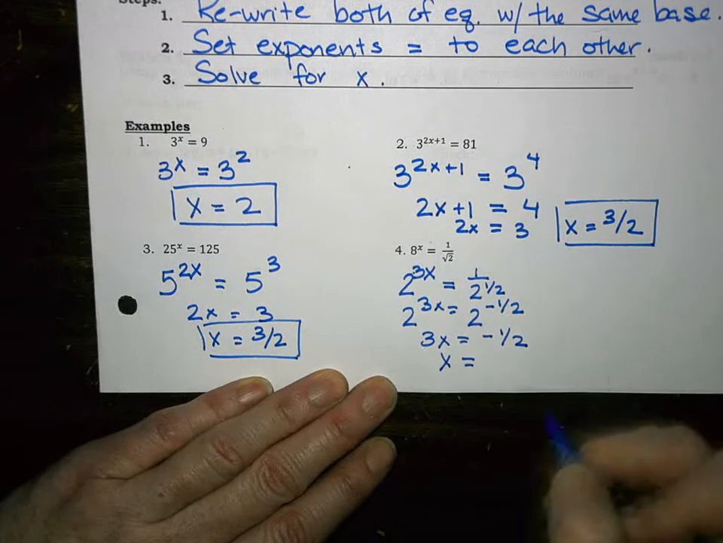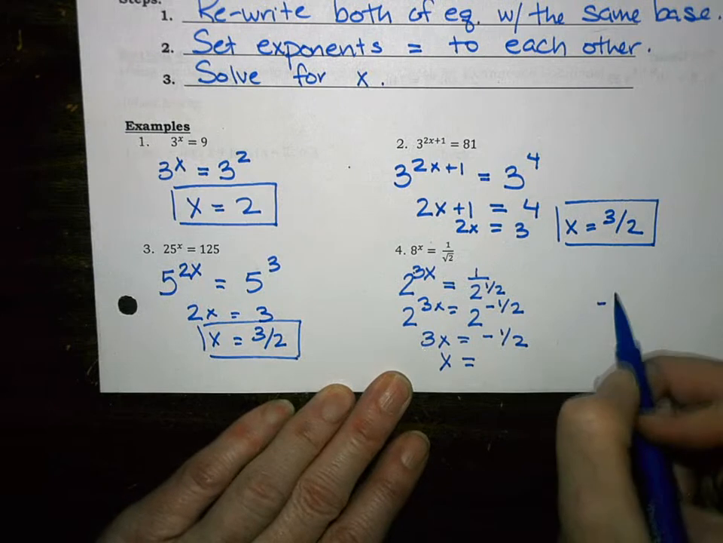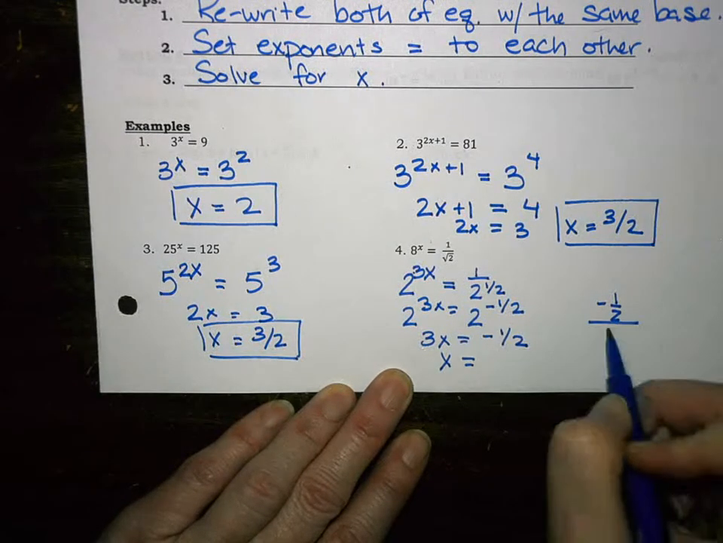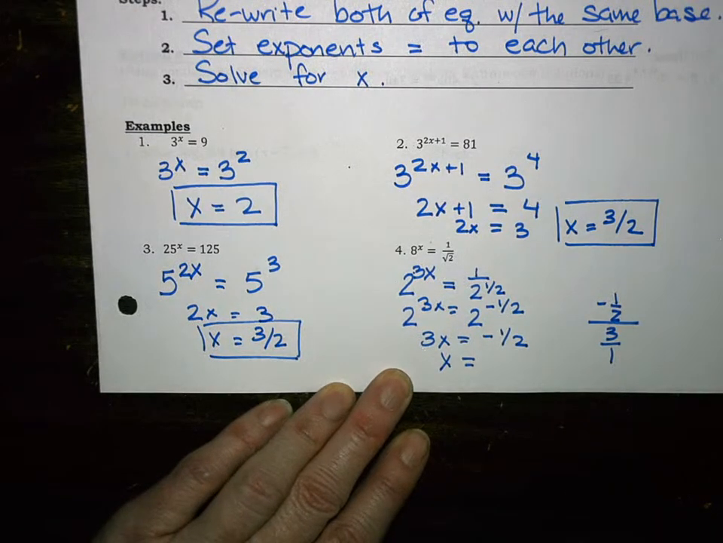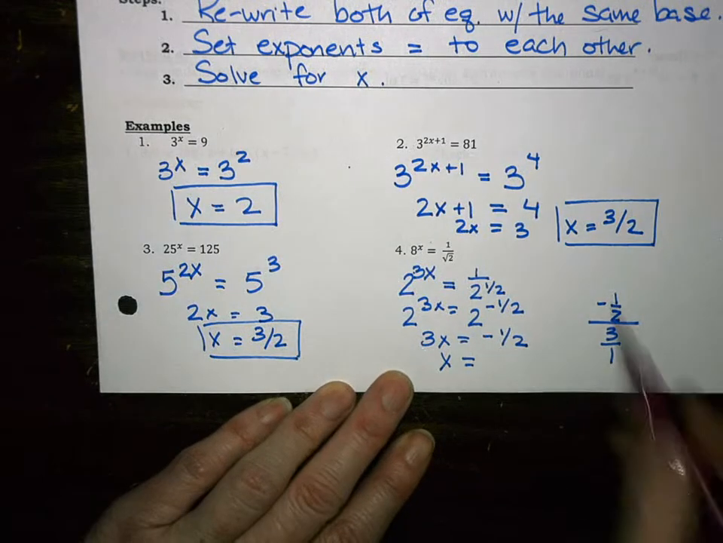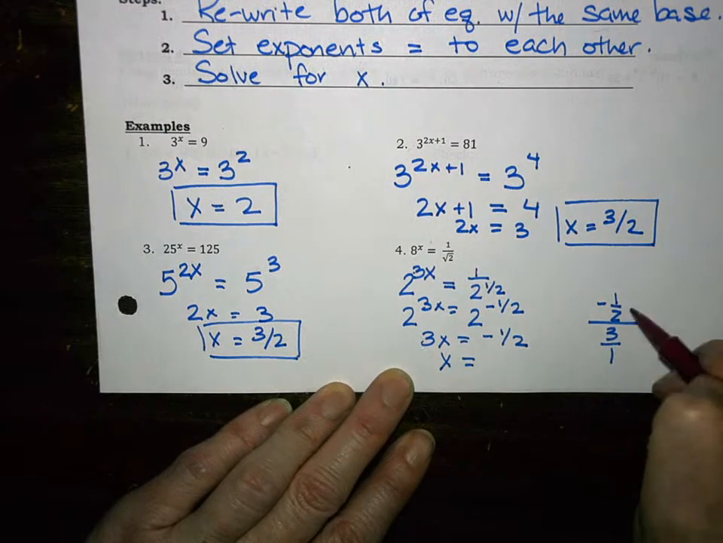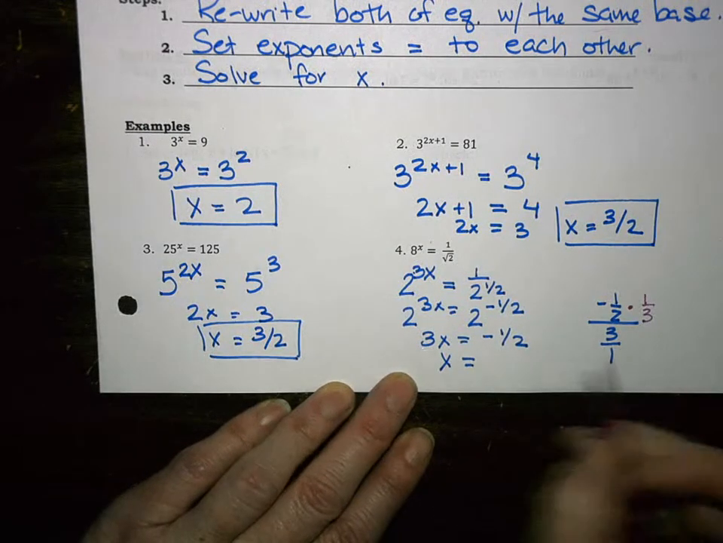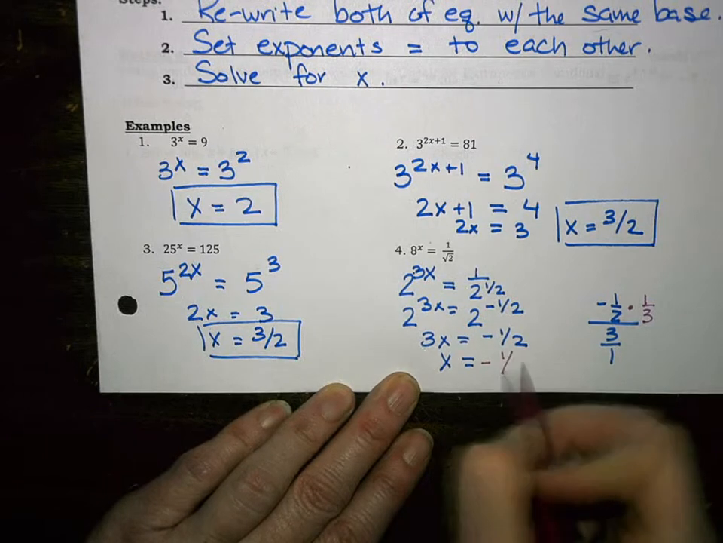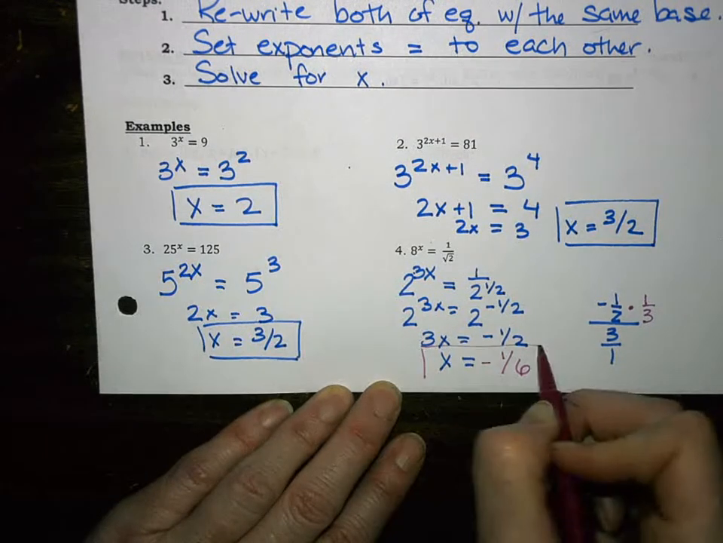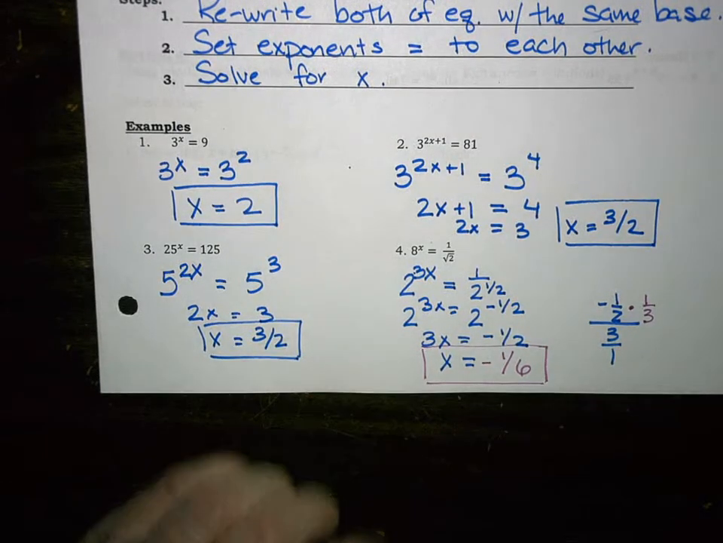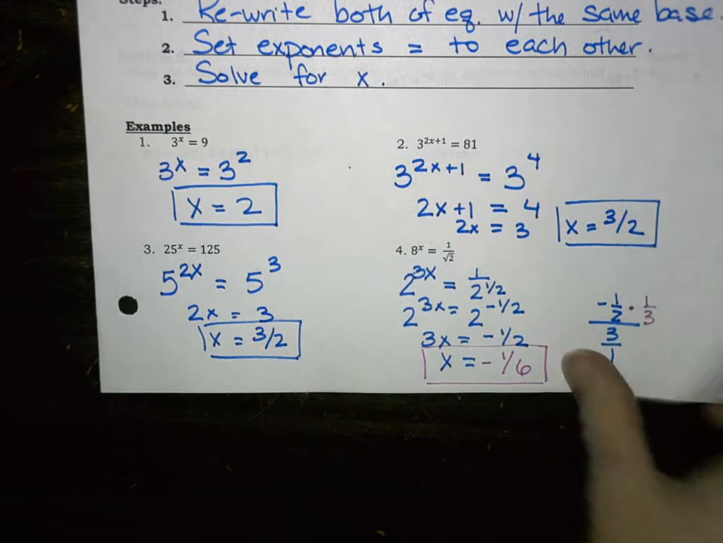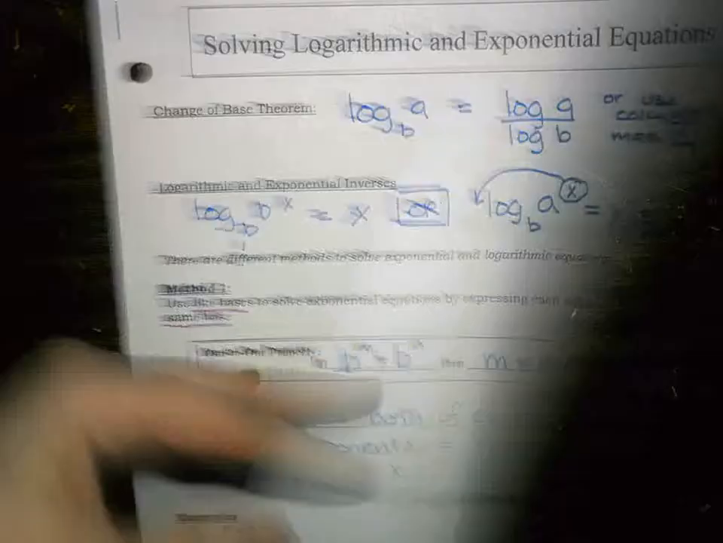3x equals negative 1/2. X is equal to, I'm going to take negative 1/2 and divide it by 3. Okay, so remembering how we do the division of fractions, we multiply the numerator by the reciprocal of the denominator to get x equals negative 1/6. Okay, all right, there we go. So that's how we use method 1. Let's go on to method 2.